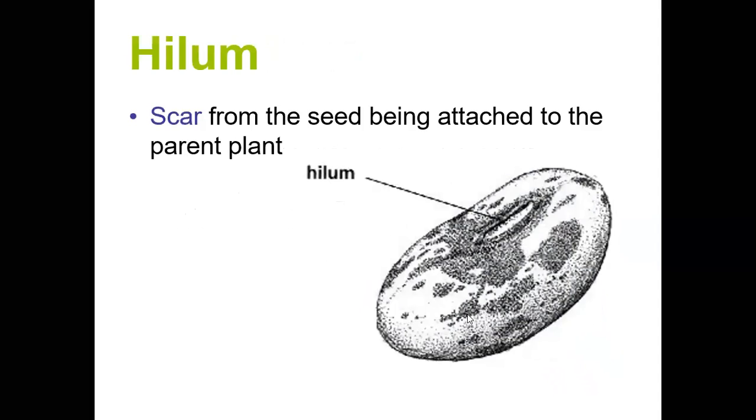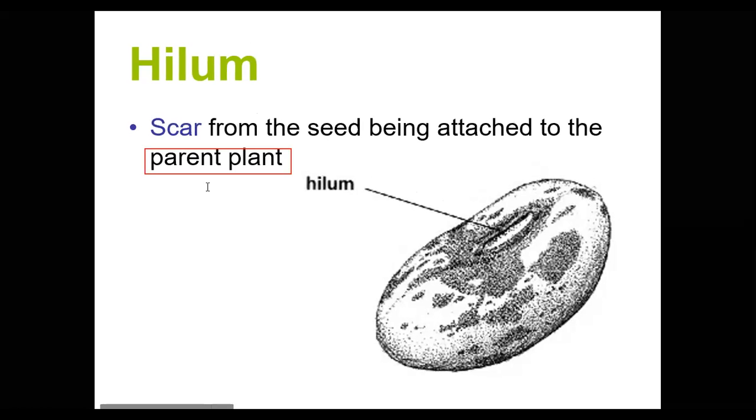Now hilum. Hilum is a small depression which we can see from outside. And at this hilum, the seed coat is connected to the embryo. That embryo is called the parent plant. Parent plant means embryo.